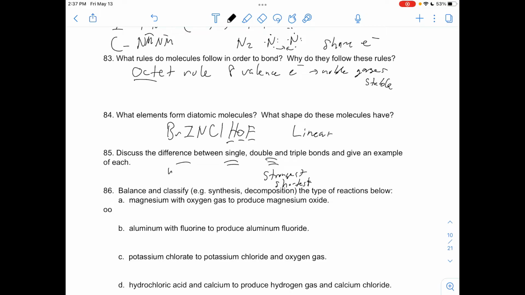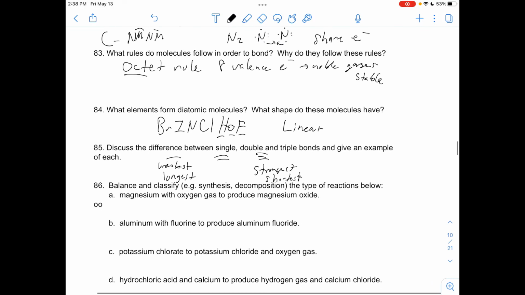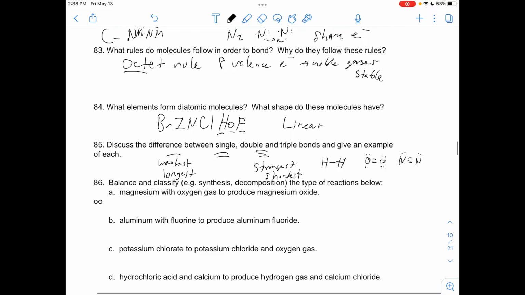Shortest in length. Single bonds are weakest, and they're the longest bond. Double bonds are in the middle. So an example, H2 is a single bond. What else is a double bond? Oxygen is a double bond, and nitrogen is a triple bond.